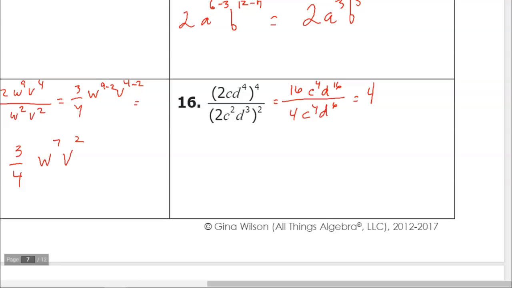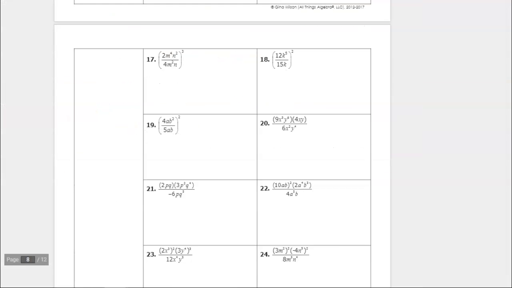The c's are going to cancel. We have 4 minus 4. I'll just write that this time. And we have 16 minus 6. That simplifies to, again, that goes away, 4d to the 10th.